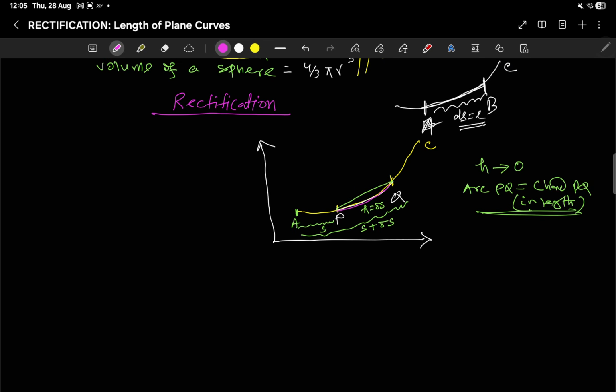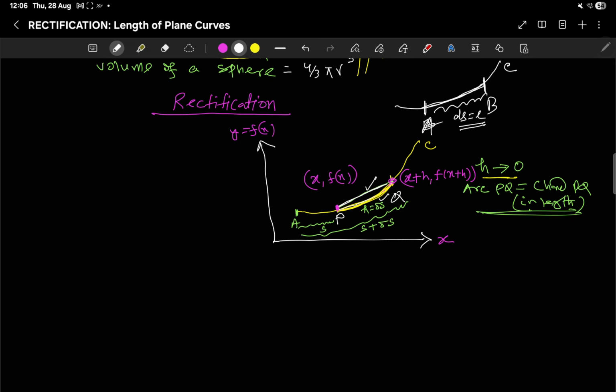So now what is the coordinate of the point P? Suppose this is my x-axis and this is my y equals f(x). So this point is here, say (x, f(x)), and this point is here, say (x+h, f(x+h)). Now the moment h tends to 0, this will reduce to a single point. So this arc PQ will be the same thing as the chord PQ. This length and this length will be the same.